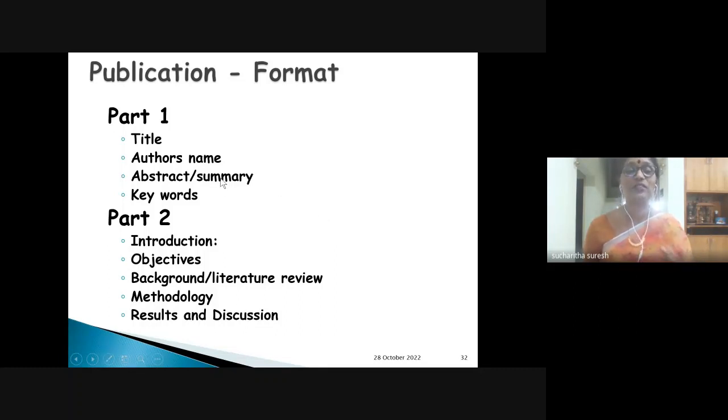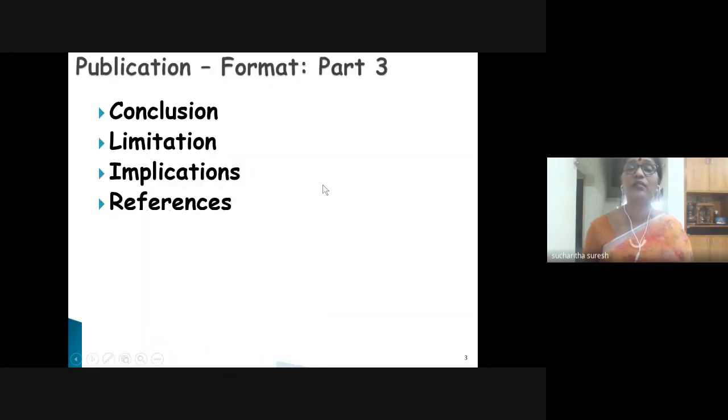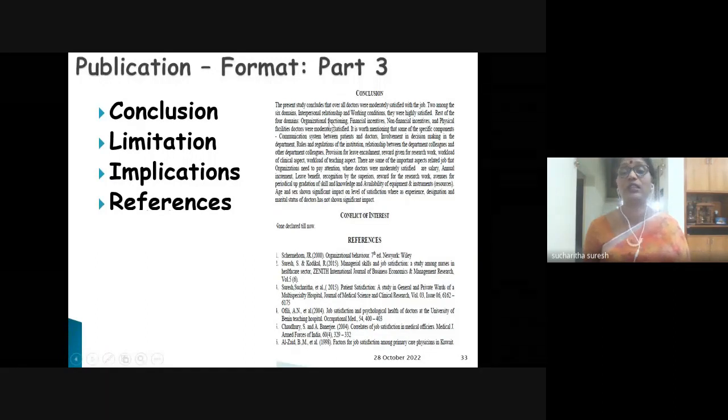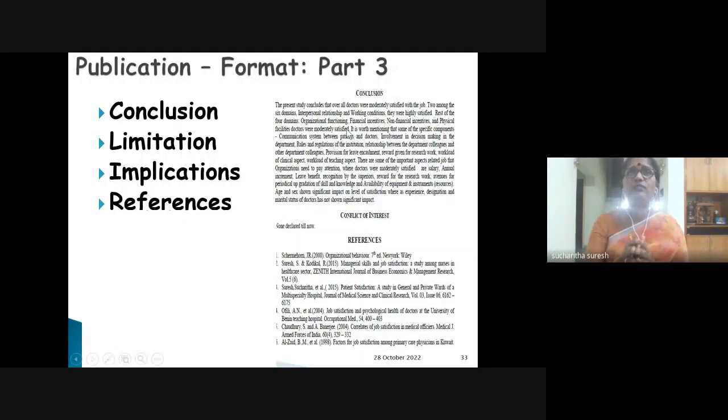Now of course part 3 is there. Hope it is clear, because this is a very important aspect, but part 1 and part 2 are very, very important. Now part 3. Part 3 should contain conclusion, limitation, implications, and references. So the conclusion of the study: the present study concludes that overall doctors were moderately satisfied with the job. In 2 among the 6 domains, interpersonal relationship and working condition, they were highly satisfied. See, this is my conclusion. That conclusion drawing might vary from person to person and study to study. So conclusion again gives the gist of the study, what you have done and what result you got.